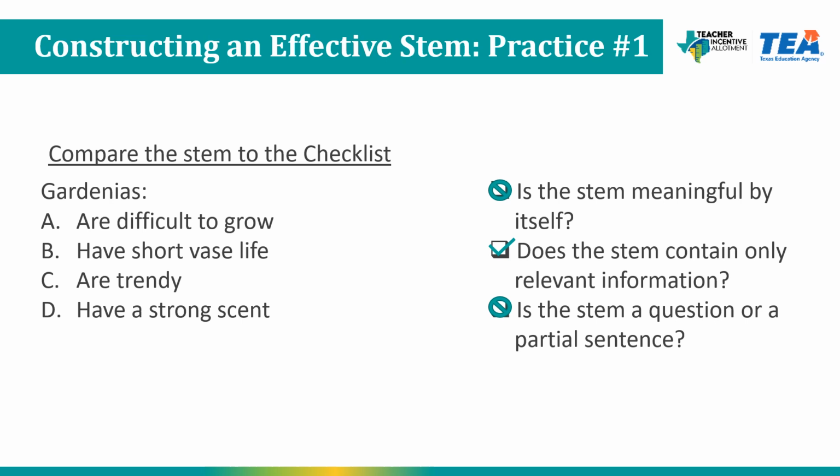Regarding relevance, it seems to contain only relevant information, but in terms of structure, it's more of a partial sentence. None of the phrases end conclusively like a proper question. In summary, this STEM would benefit from rephrasing to enhance clarity and direct focus on the intended learning outcomes about gardenias. This practice highlights the significance of crafting STEMs that are not just clear and meaningful, but also precisely aligned to the learning objectives.